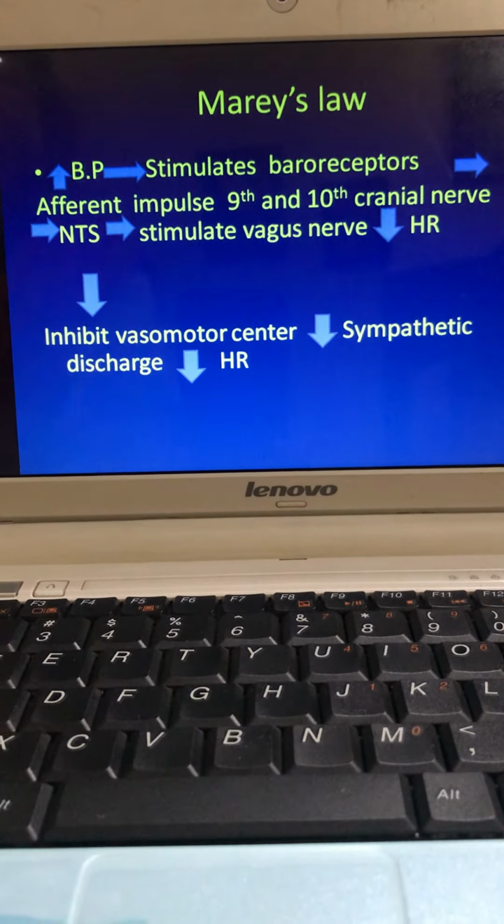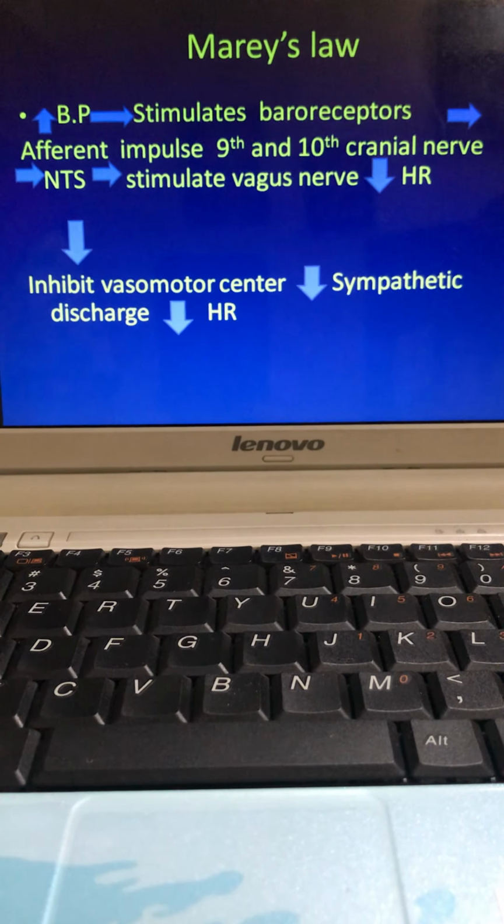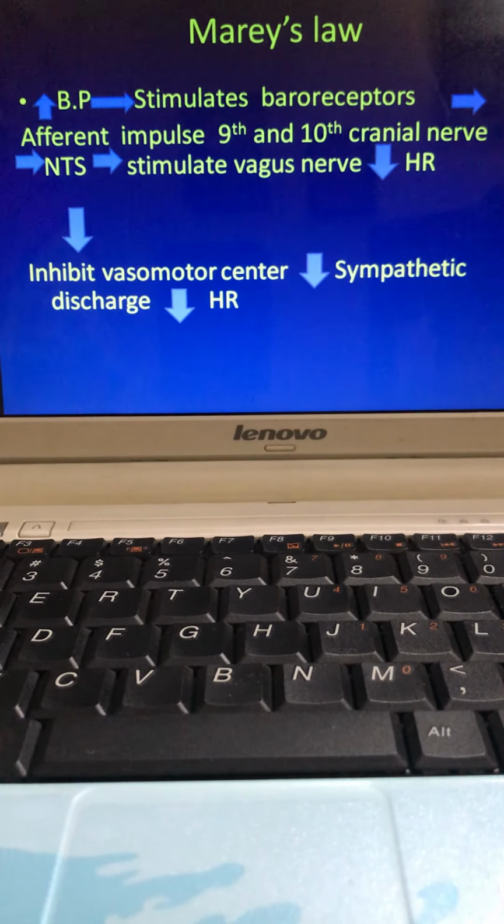That is, when there is increased blood pressure, there is stimulation of the vagus nerve, and at the same time there is inhibition of the vasomotor center discharge. As a result of both these effects, there is decreased blood pressure. In conclusion, heart rate and blood pressure have an inverse relation. This is known as Marey's law.